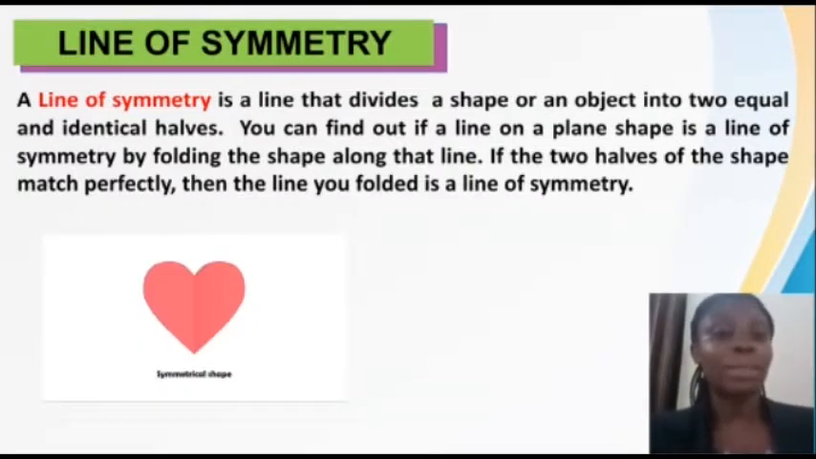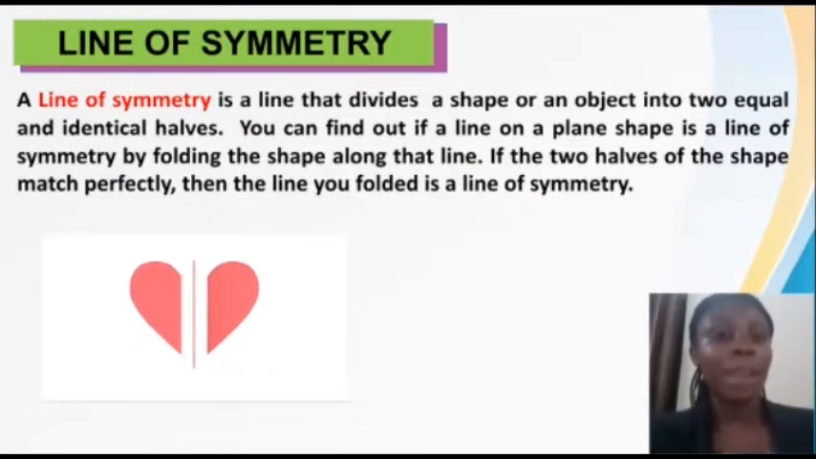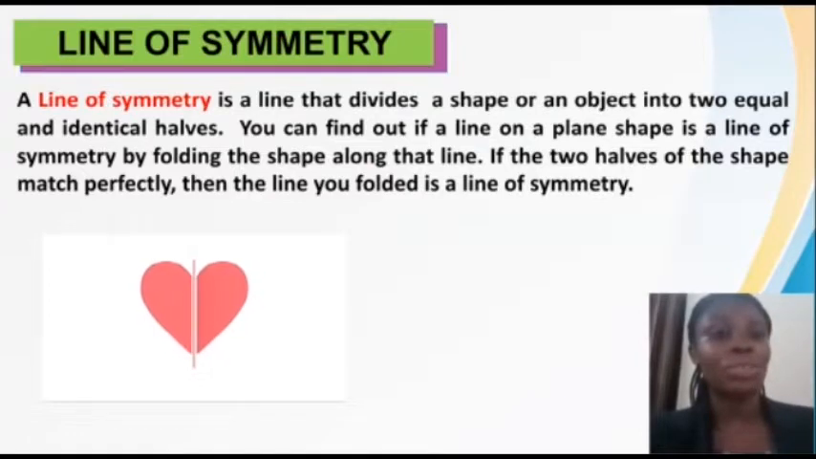Now let's look at this. For example, this is a heart. A line cuts it into two equal halves. That line is called line of symmetry. When you fold, it matches perfectly. So that line is a line of symmetry, and that heart is symmetrical.